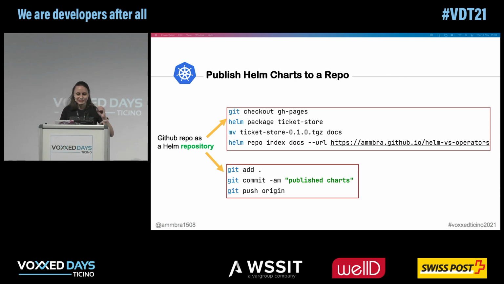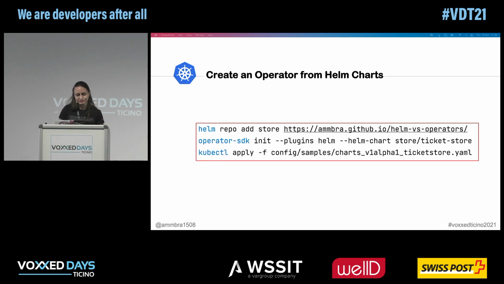I checked out GitHub Pages, so I used GitHub Pages to publish my charts, package my charts. Then I generated an index file based on the docs directory. That's where I moved my charts. And then the rest is history, you know, git add, commit, push. So that's pretty easy. You can do that as well.